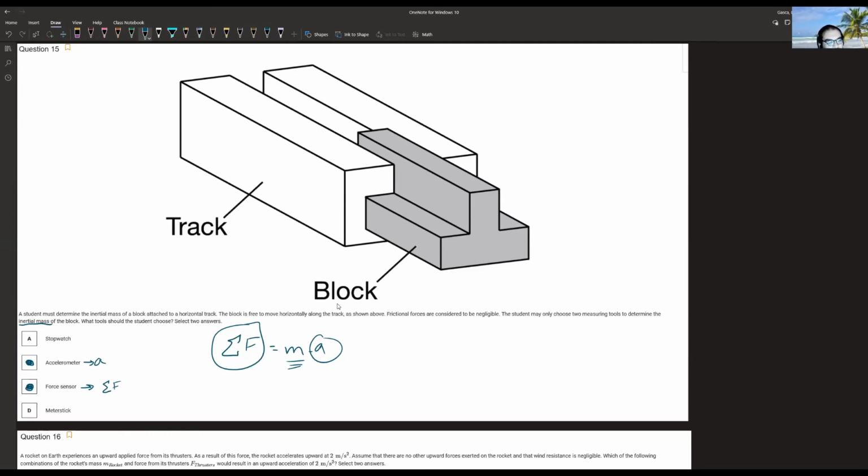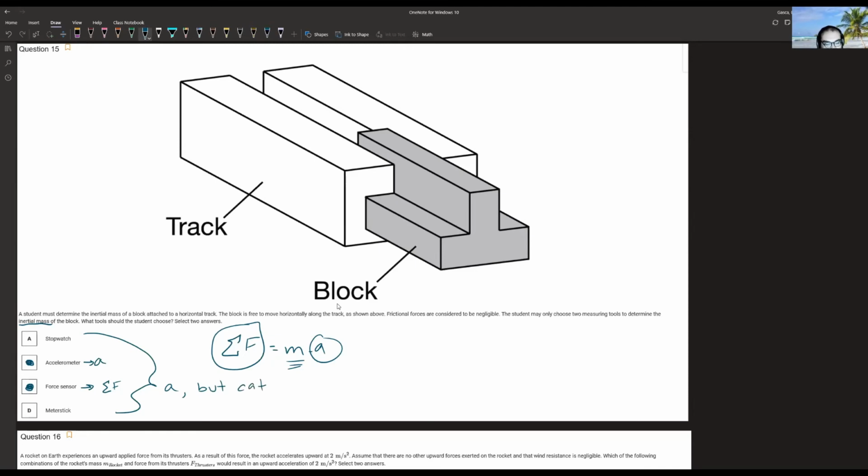If we were thinking stopwatch and meter stick together, they would give us the acceleration, but we can only choose two. So if we choose this one, we can't choose something else that will give us the force. These two in unison only give us the acceleration, but we would still need some way to measure the force because we don't know the mass. That's what we're trying to find.